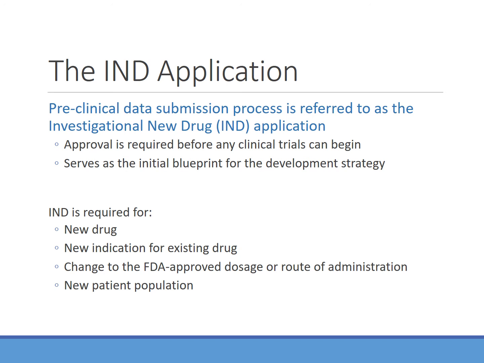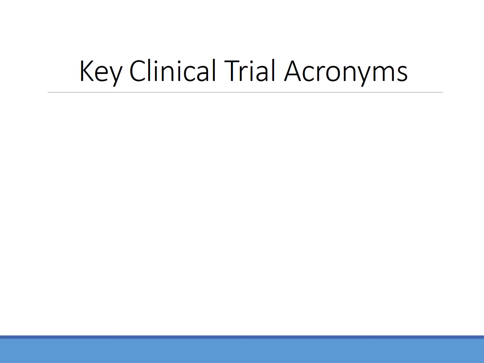A new patient population. So commonly, the FDA will approve a medication for a specific disease, and if that sponsor wants to use that same drug for that same disease, but for patients who are, let's say, younger, or patients who have kidney failure, then an IND would be needed there. That's a new patient population.